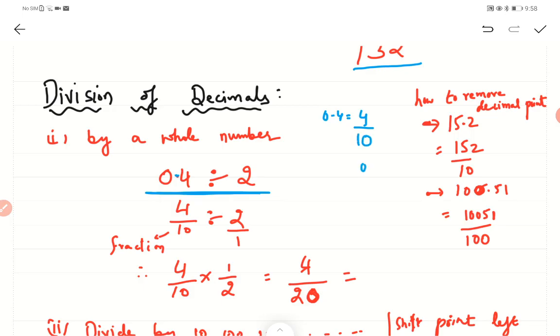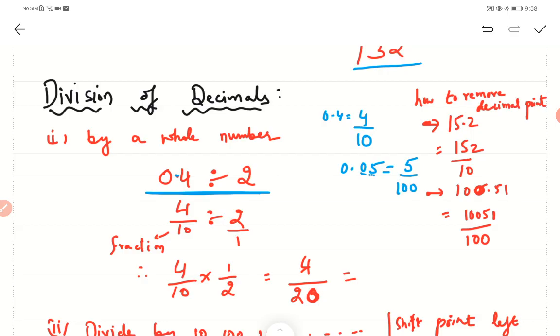If you have 0.05, how will you write this? You'll write this as 5 over 100, since after the decimal point you have two numbers. So that is what we took here. It is 4 by 10 divided by 2 by 1.